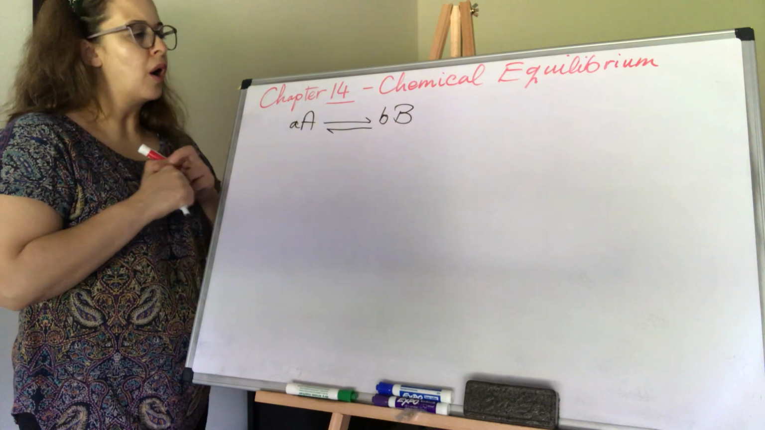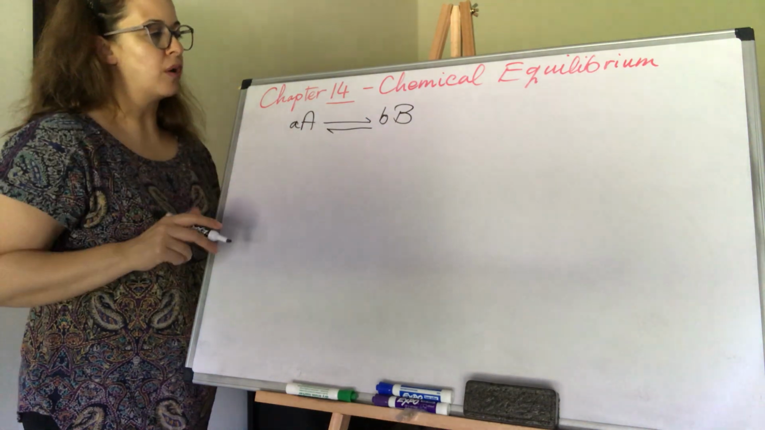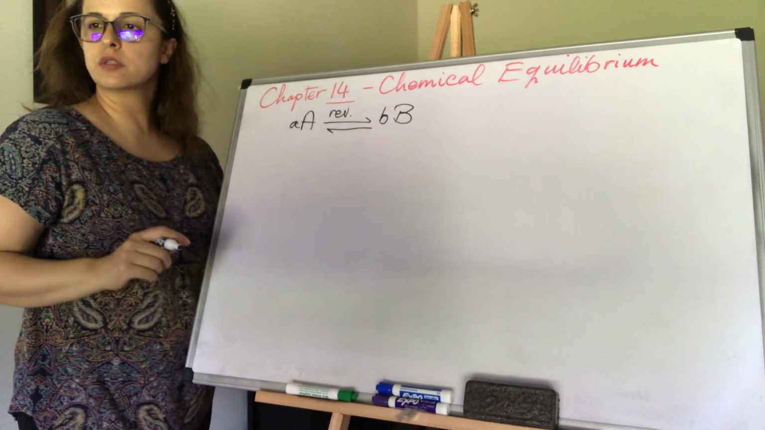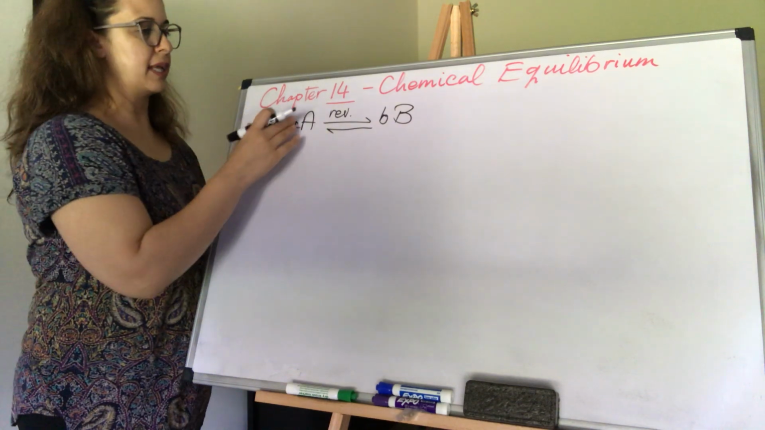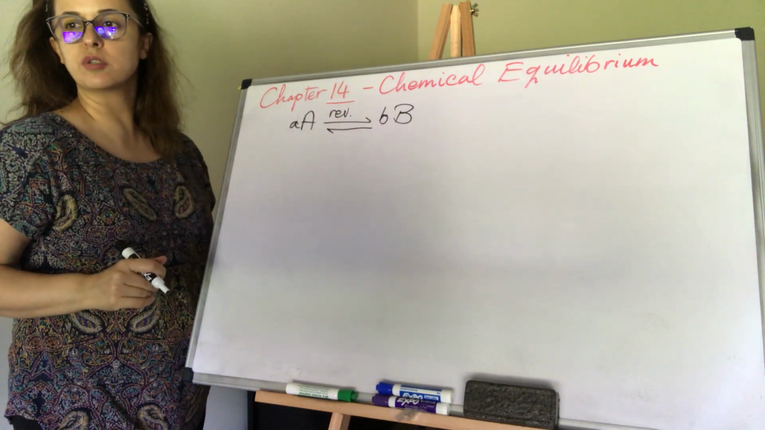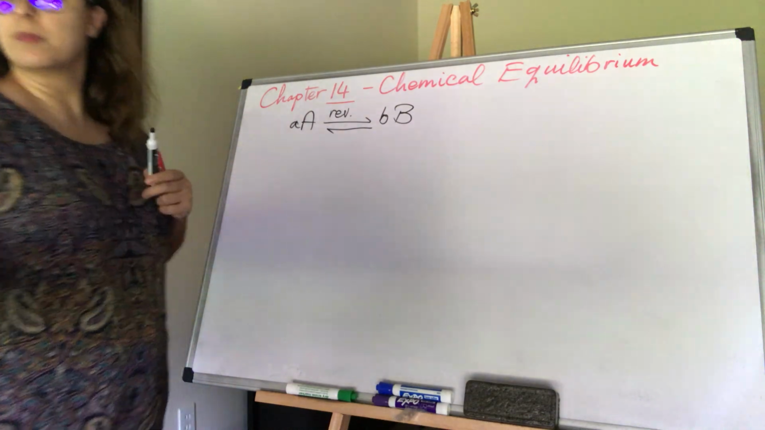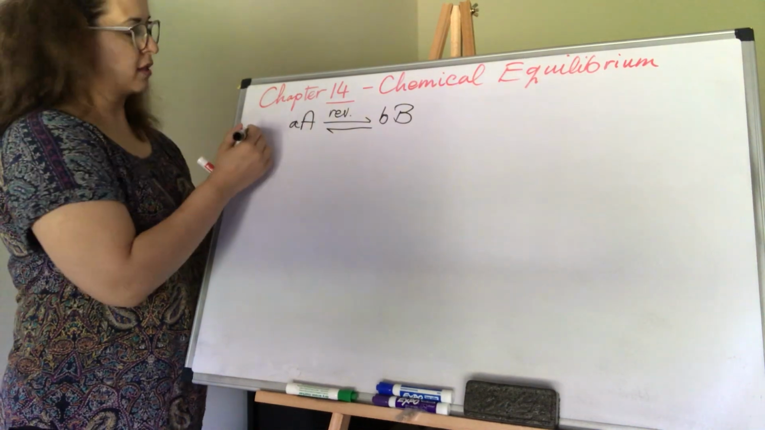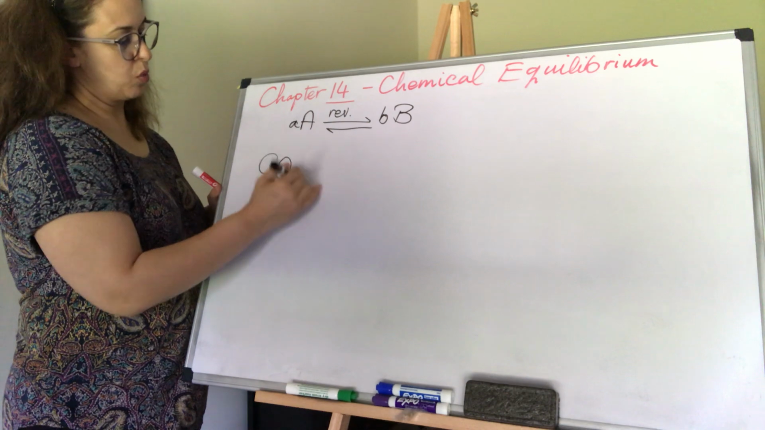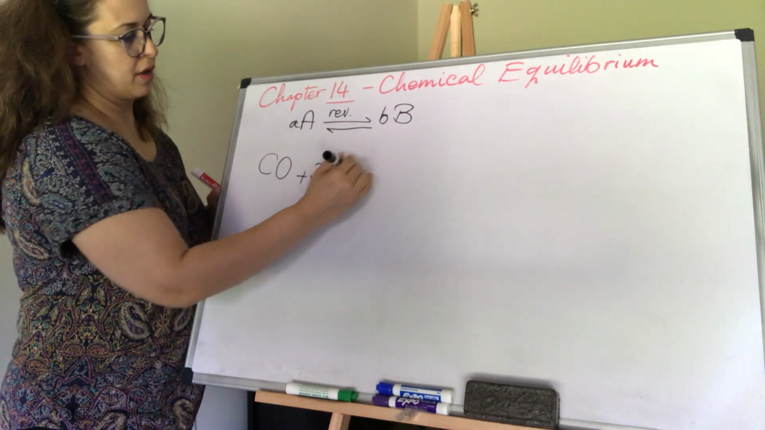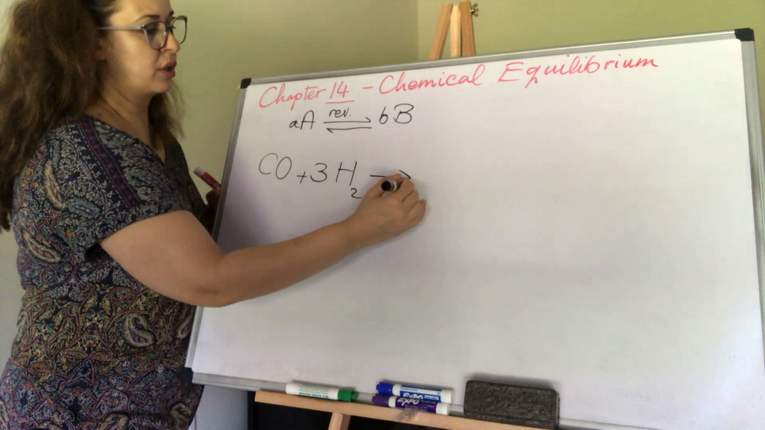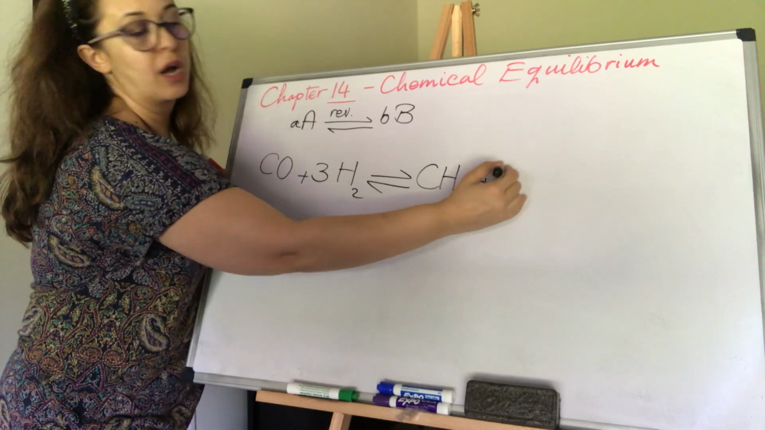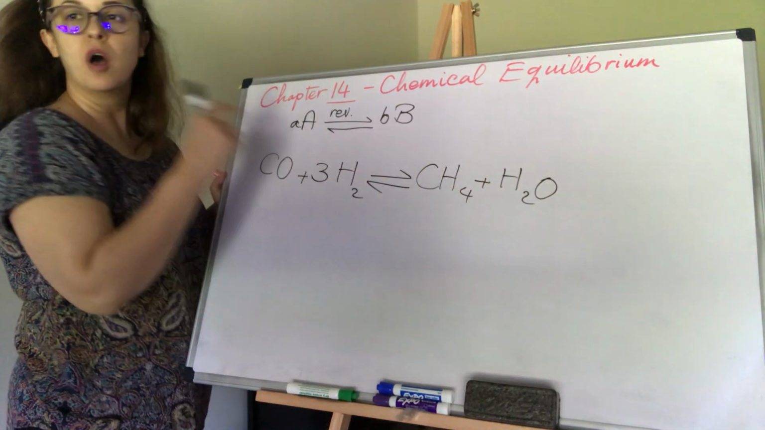So we are going to find out what happens. This reaction is called reversible because A changes to B and then at the same time B changes to A. The example that you have on slide 14 is when you have carbon monoxide changing to methane and water in the presence of hydrogen.